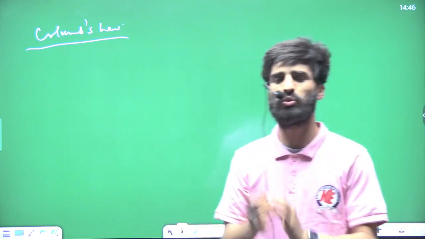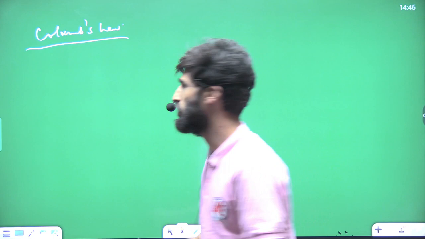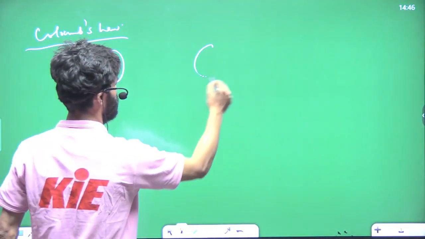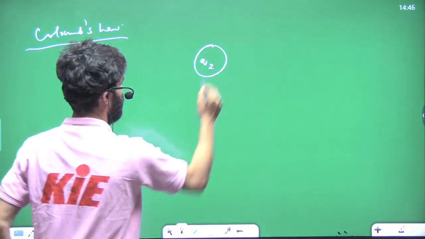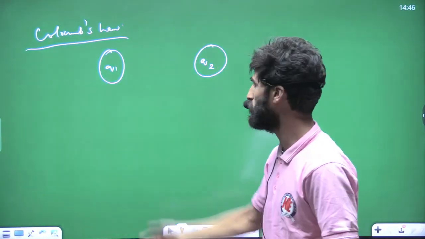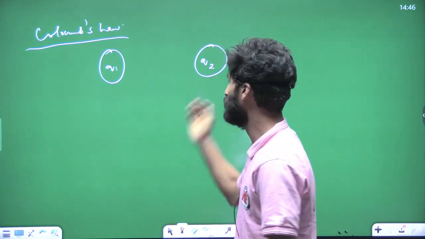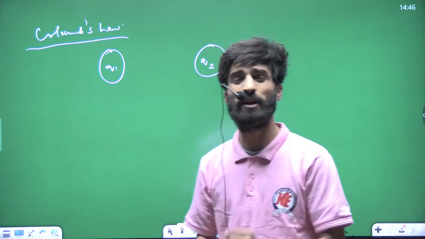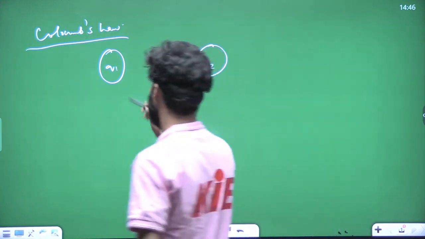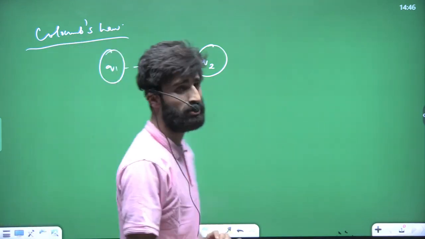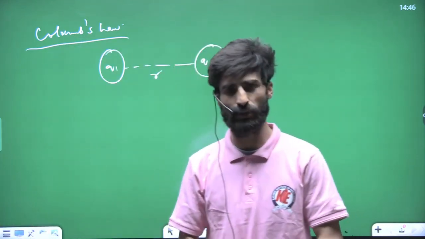Okay, so my dear students, I'm going to take two point charges. Say this is your Q1 and this is your Q2. I take two stationary point charges. One is Q1, and the second is Q2. And these two point charges are separated by a distance of r. Is it clear? Okay, good.